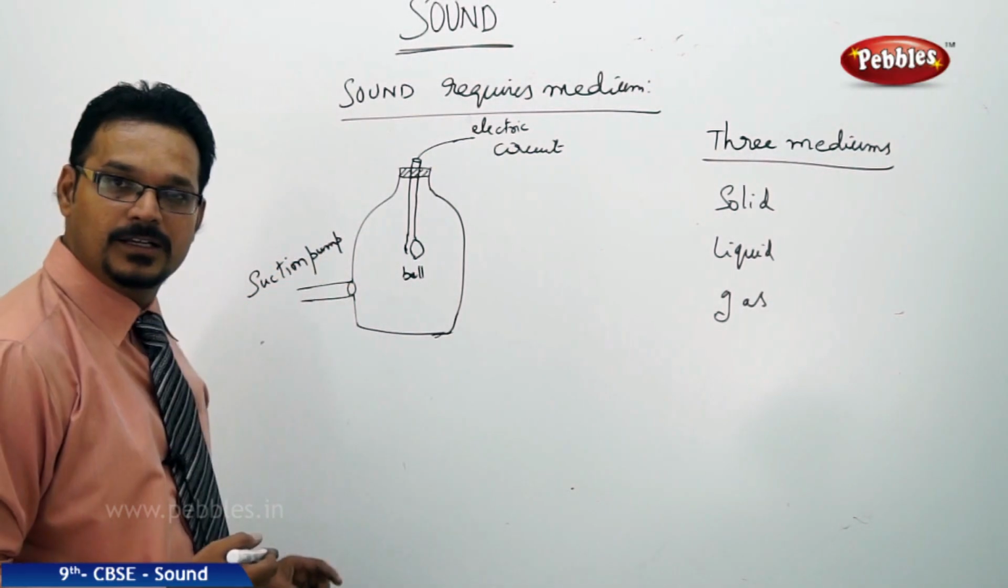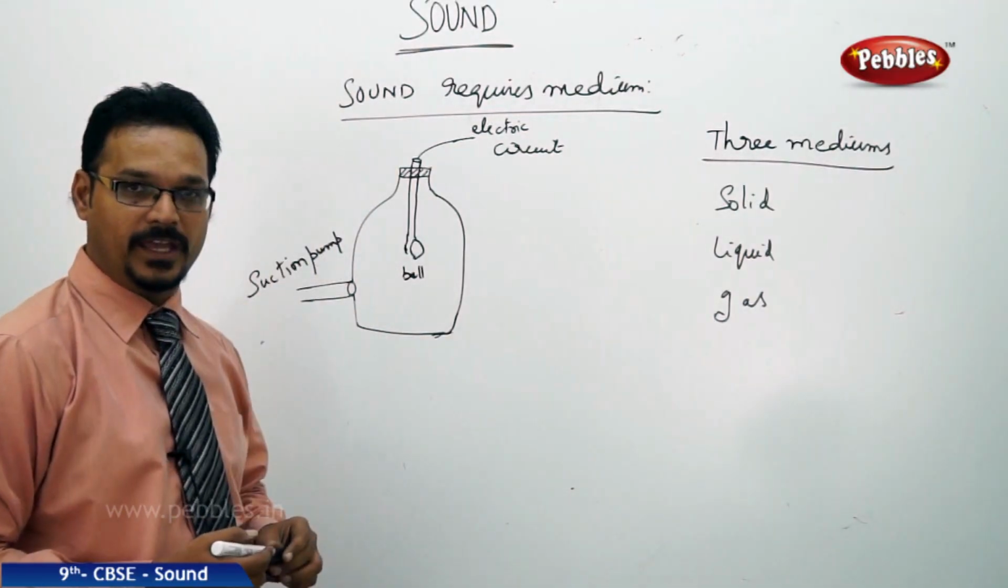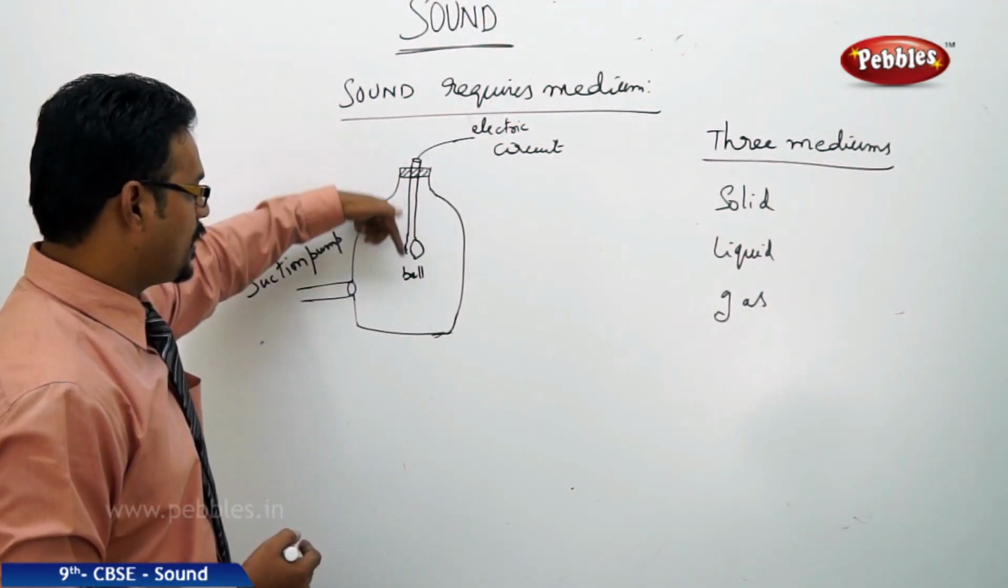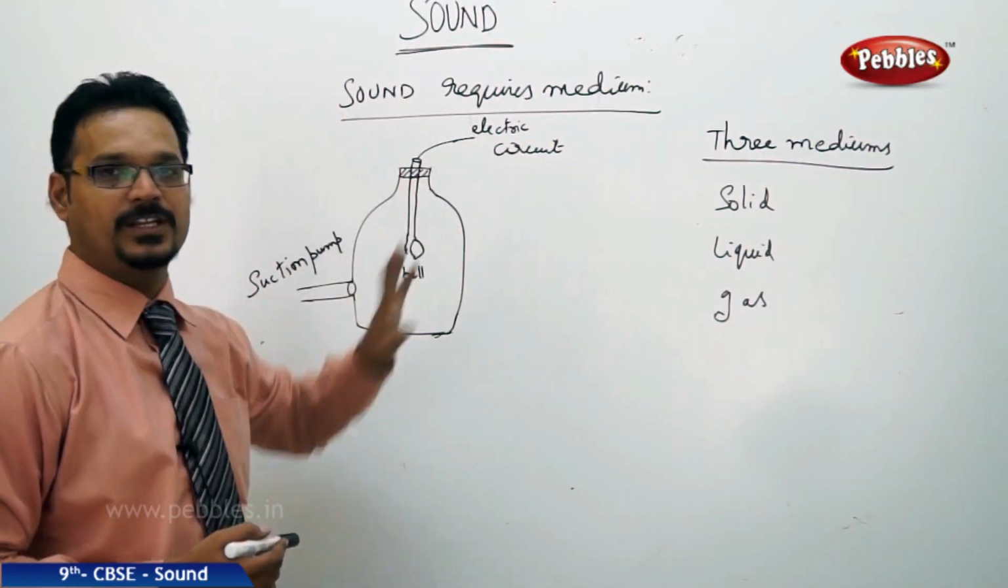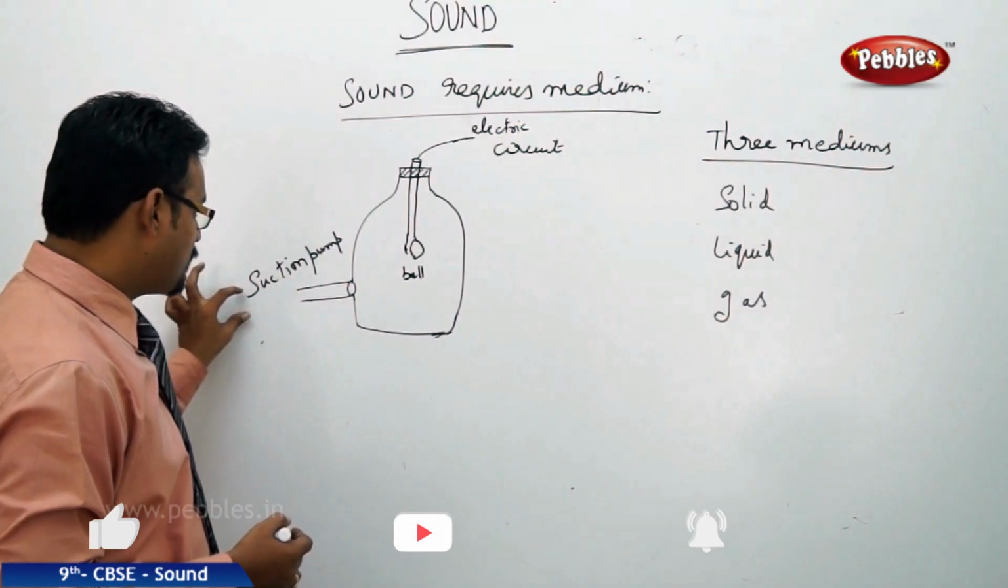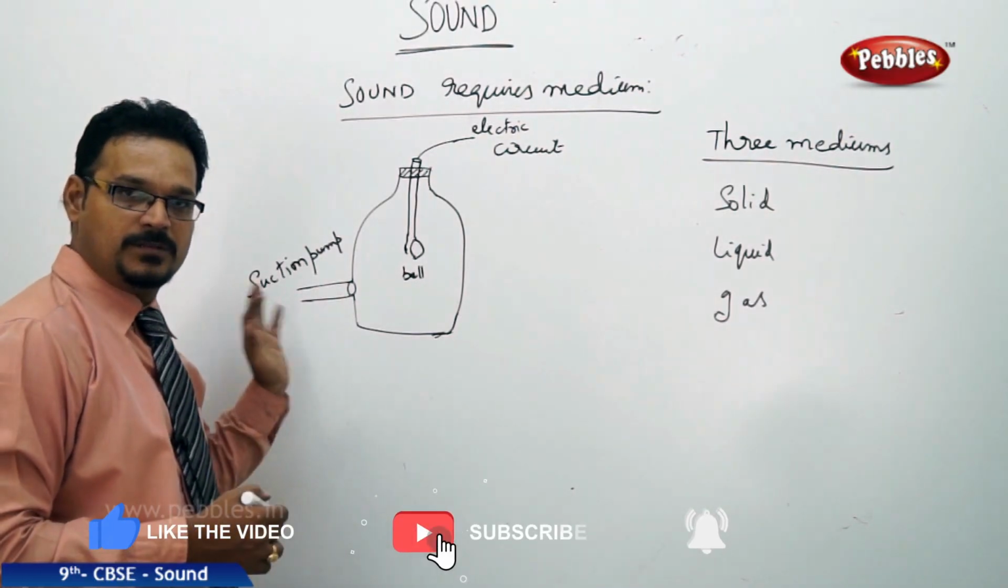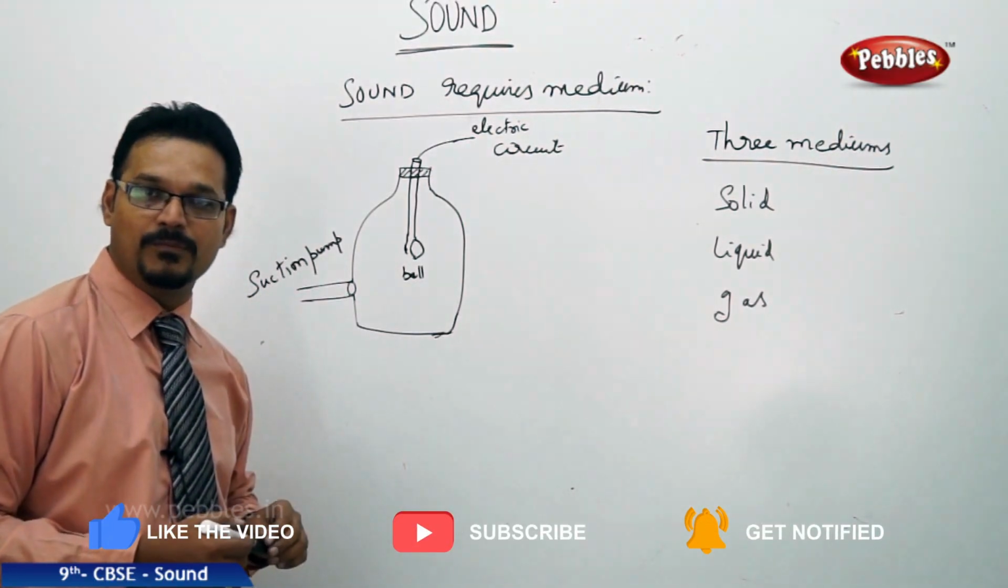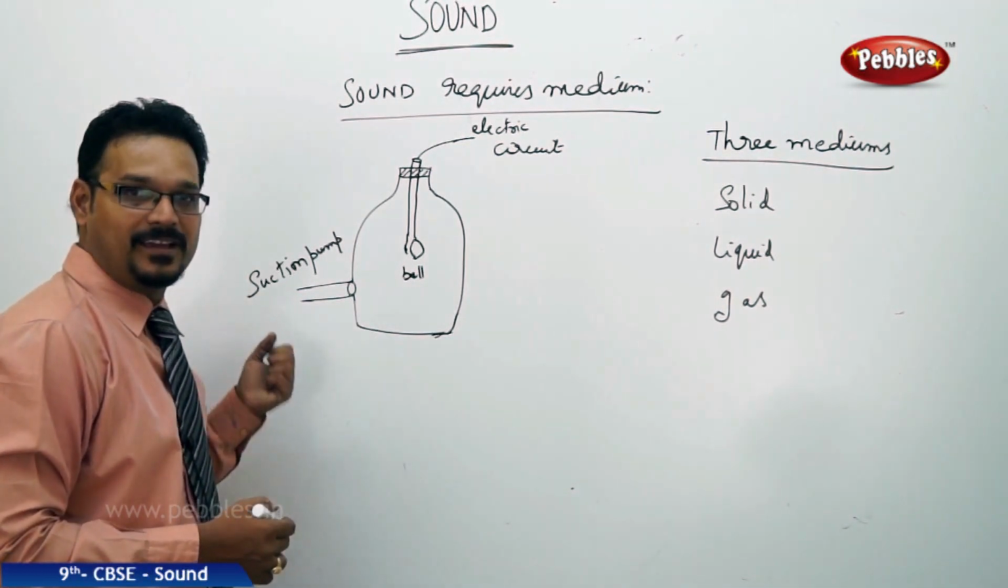To prove that, let us take a small experiment. It's a jar. The jar is filled with air, and inside the jar you have an electric bell connected to an electric circuit. One side of the jar is connected to a suction pump. What is the functionality of the suction pump? This pump sucks the air.